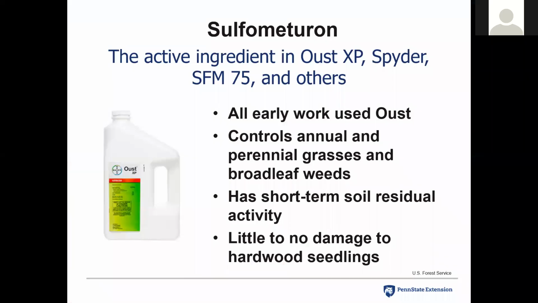So they went back to the drawing board and they looked at a number of other products to see if they could solve some of the fern track issues, some of the residual seed bank issues with grasses and sedges, and they landed on this active ingredient, sulfometuron. This is the active ingredient in products like Oust XP, Spider, a lot of generic brands like SFM 75 and many others. So all the early work used Oust. It wasn't even Oust XP at the time. It was just called Oust.